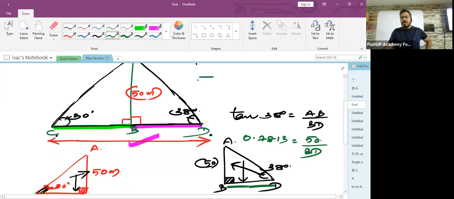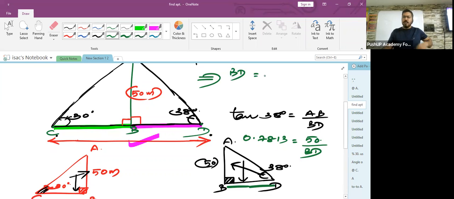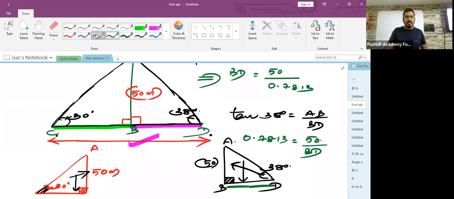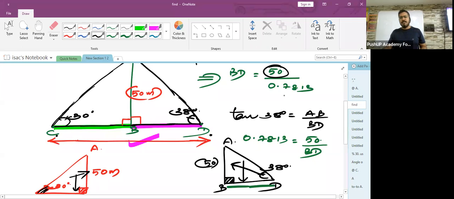So this would imply BD will be equal to, if you cross multiply BD to the left and 0.7813 from the left to the right, it would become 50 divided by 0.7813. This is the biggest challenge that you're going to face here. Don't you feel so, children? You have to divide a two-digit number 50 with such a big four decimal digit number. That is going to be a very big challenge.